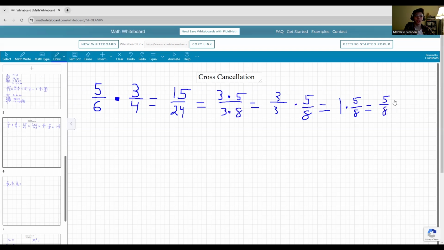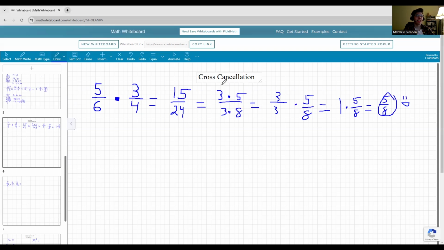But what I'm more focused on, even though we were able to simplify it, and that's wonderful, is that we only could simplify it after we multiplied it together. However, it doesn't have to be that way. And that's what we're going to go into today.